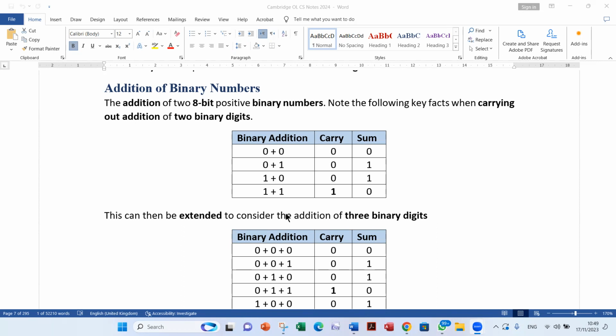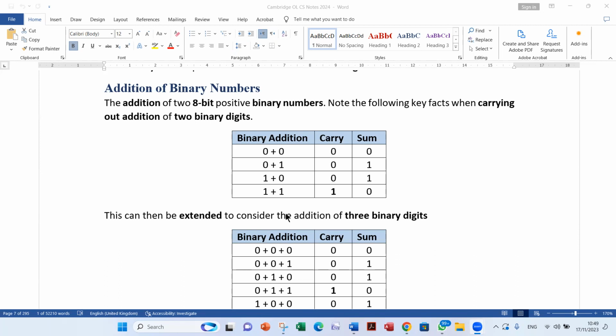Note the following key facts when carrying out addition of two binary numbers. If you add 0 to 0, the result will be 0. If you add 0 to 1, the result will be 1. If you add 1 plus 0, the result will be 1. However, if you add 1 plus 1, the result is 2, and you cannot represent 2 in binary. It's going to be 0 and carry 1. It is the same principle of carrying as in denary, where when a number is above 10 you carry. Here, when it is just above 1, you do a carry.